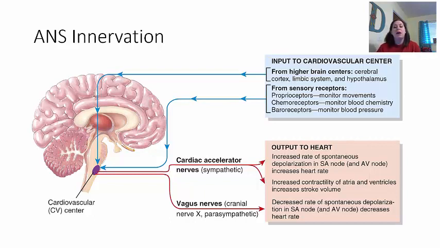How this area responds depends on whether you need to go into a more fight or flight situation, where the sympathetic system is going to raise your heart rate, or whether you need to be more in rest and digest, like you need to calm down. That's where the vagus nerve, part of the parasympathetic system, is going to slow your heart rate. So this is just showing you how your autonomic nervous system innervates your heart.